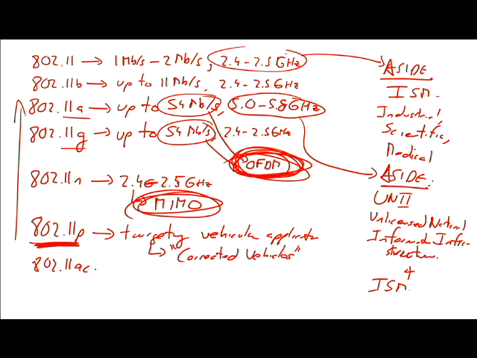802.11ac, and what AC does is the N version, but for 5 gigahertz. This is 802.11n, but for 5 gigahertz, right? Because 11n only supports these high data rates, like 108 megabits per second and higher, only at 2.4 gigahertz, but not at 5. 802.11ac does it also for 5, in addition to 2.4 gigahertz.